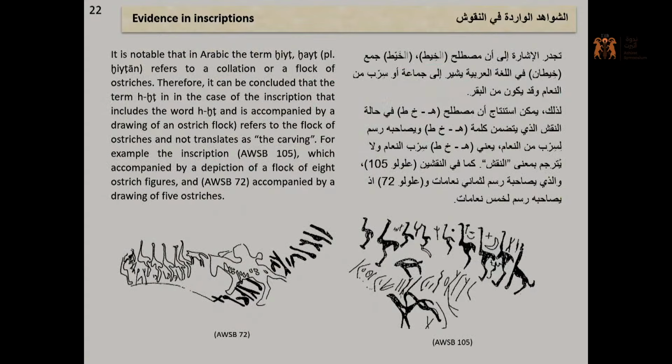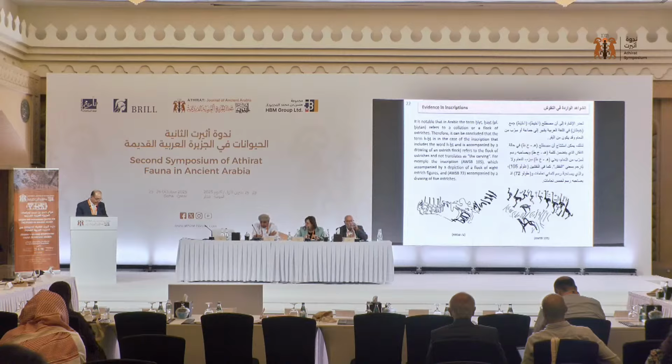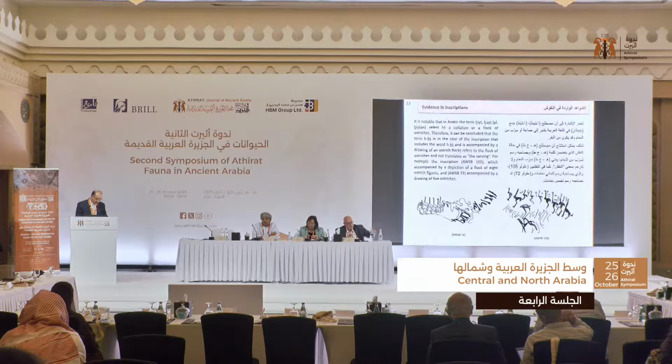It is notable that the Arabic term khayt or darkhit, plural khitan, refers to a collection of a flock of ostriches. Therefore, it can be concluded that the term hakhayt in an inscription that is accompanied by a drawing of an ostrich flock refers to the flock of ostriches and should not be translated as carving.